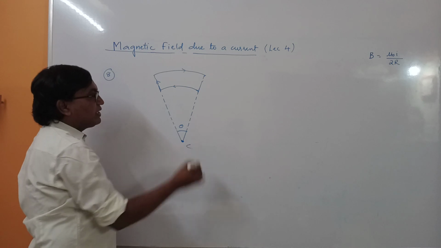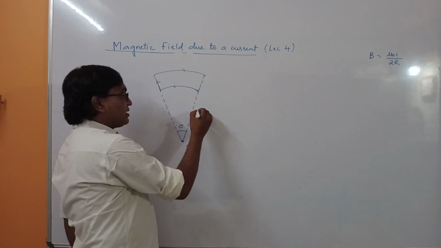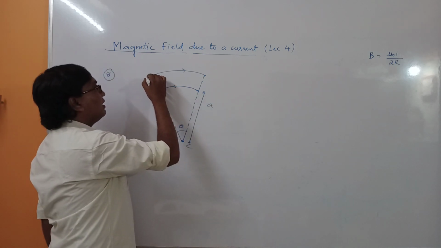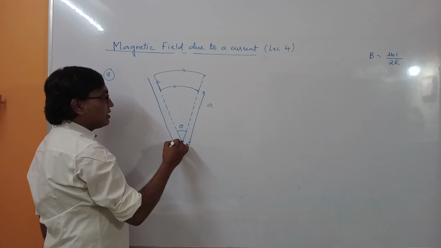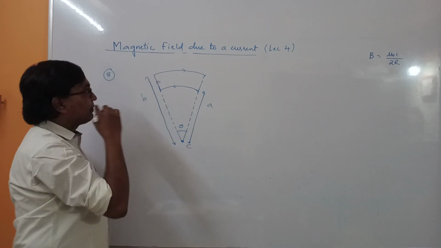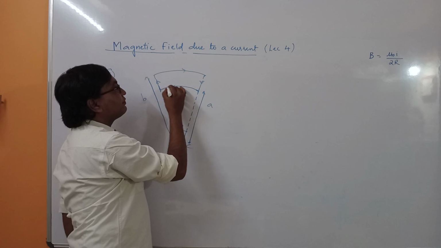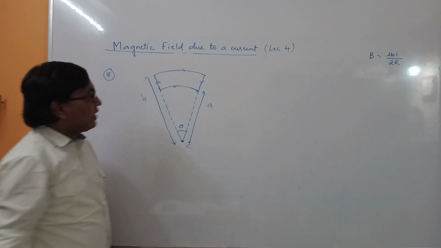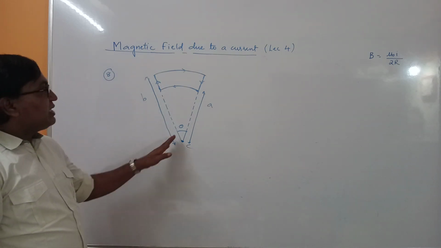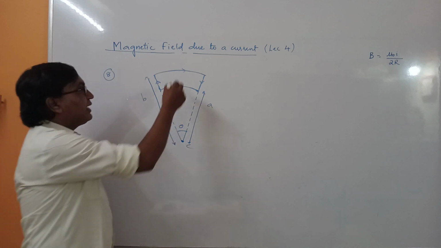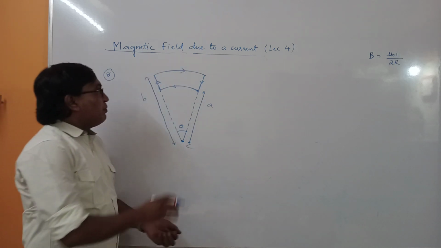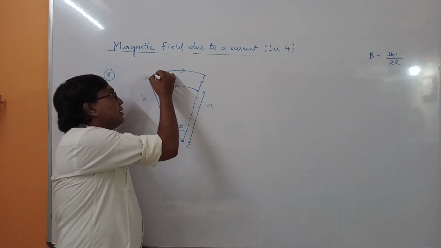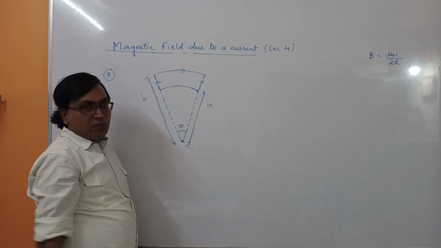So let us say this is point C. This radius, assume as A, and the radius of the outer circular wire is B. Now this is a wire. We have to find the magnetic field due to this wire at point C. C is the center of these arcs. Now the magnetic field due to this straight conductor at point C is 0, because the line of this straight conductor passes through this point.